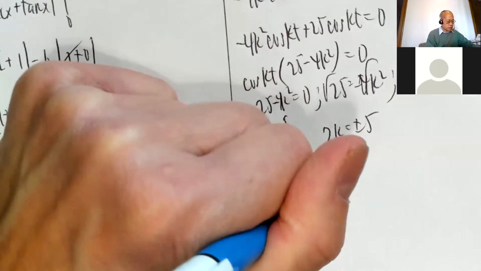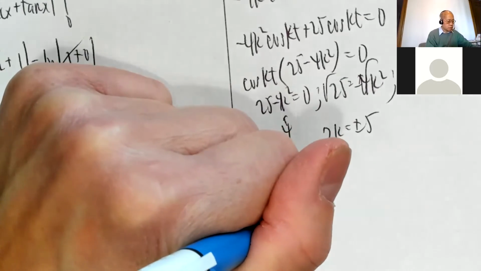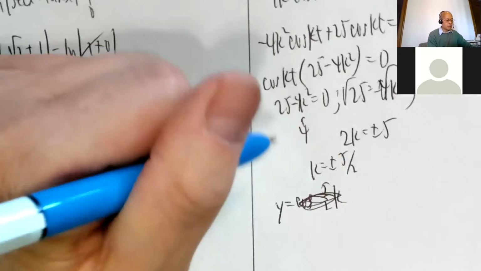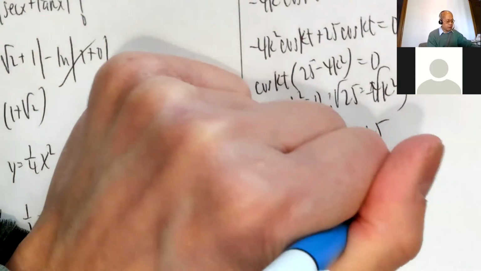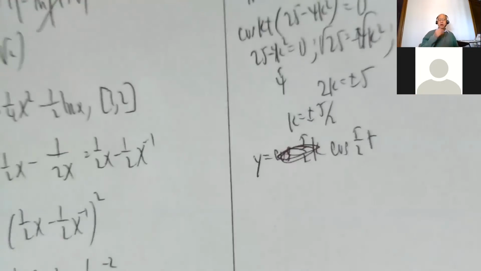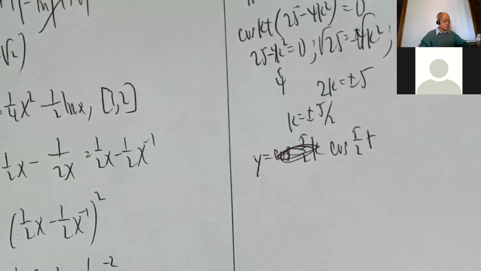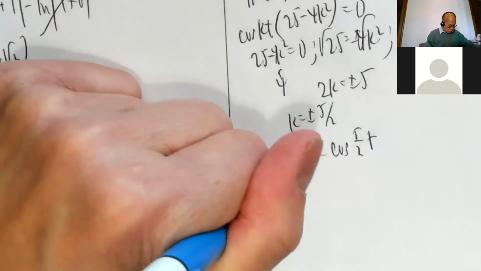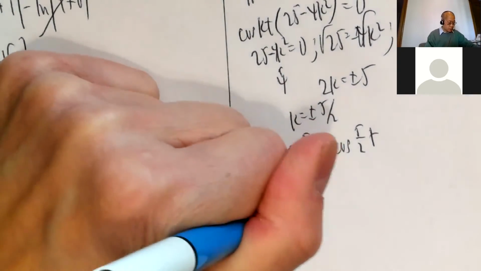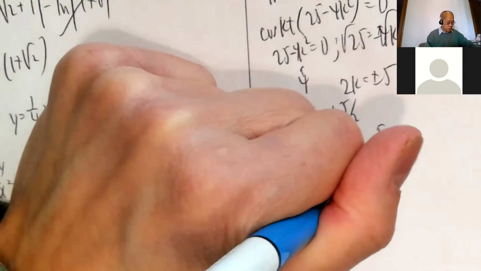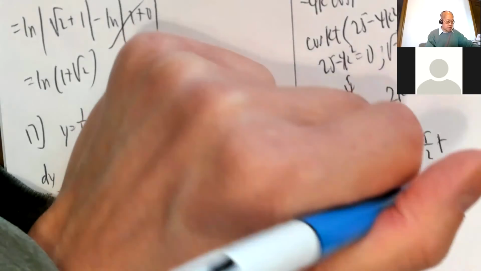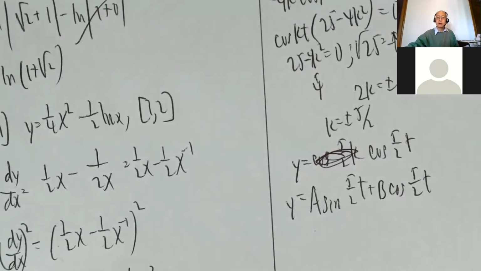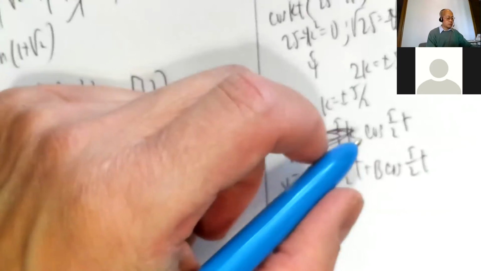So y equals cosine 5 over 2. Okay. Nope. Proof again. Cosine 5 over 2 t is what I want. So now they're trying to say y equals a sine 5/2 t plus b cosine 5/2 t satisfies the differential equation. So that's just show and tell. So let's see if that actually works.